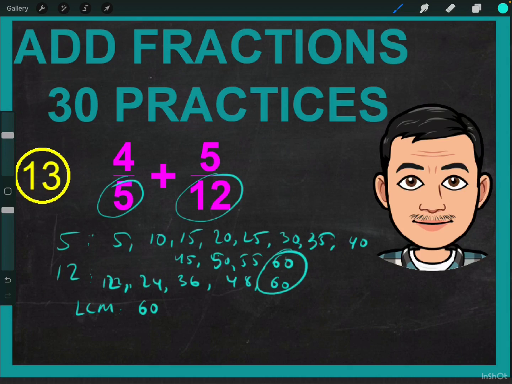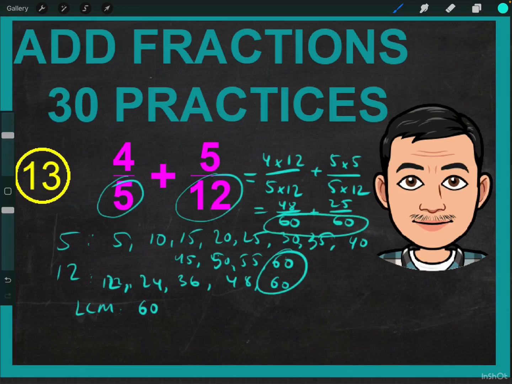So we will convert the fraction 4 over 5 into 4 times 12 over 5 times 12, and the other fraction is 5 times 5 over 12 times 5. So we got 48 over 60 plus 25 over 60. Now the two fractions have the same denominator, so we will add 48 and 25 for the numerator over 60, equals 73 over 60. That's the answer.